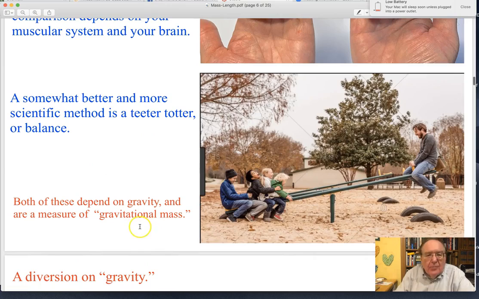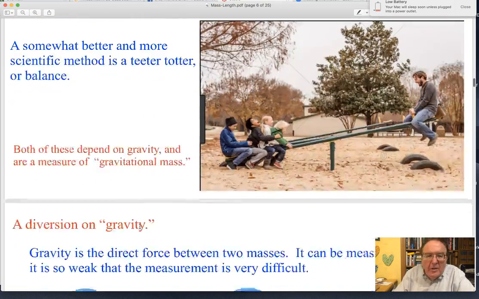But I want to do a diversion on gravity to describe what it is, how this teeter-totter works. What is the force of gravity? Where does it come from? And so on. So that's what I'm going to do now. Okay? So here you go.